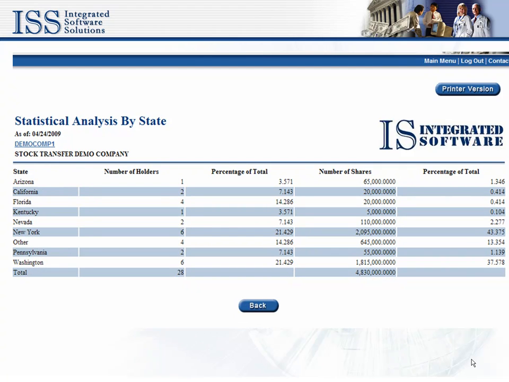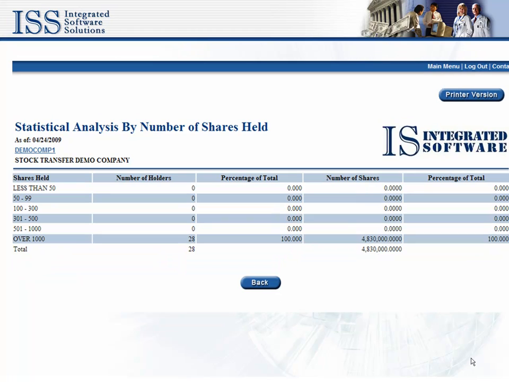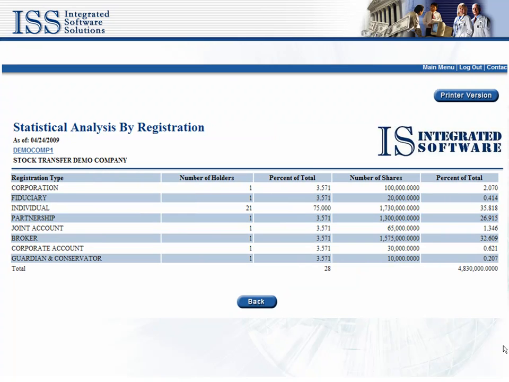The statistical analysis by state breaks down the number of holders, and the percentage of the total holdings, and the number of shares by state. The next iteration of the analysis reporting, you can show the statistical analysis by the number of shares held. So the various thresholds are shown and the appropriate data displayed. You also have the capability within the system to code your shareholders by their actual registration type. This particular piece of the statistical analysis does that breakdown by the registration code.